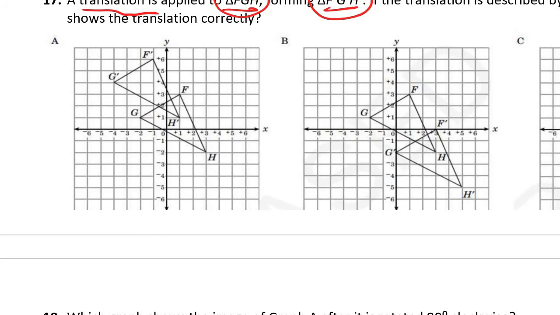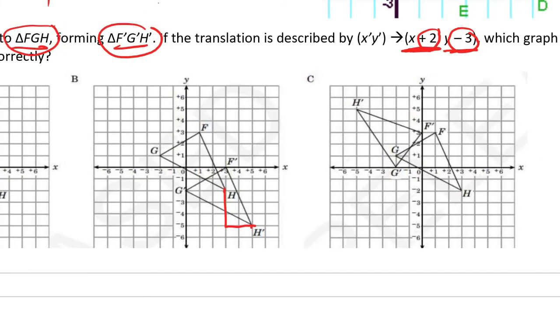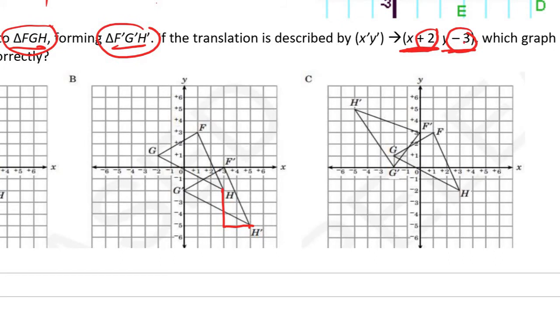Let's zoom in on each of them. Letter A. I'll pick a point like H. From H to H prime, I'm going to the left and up, so that's not correct. From H to H prime, I'm going down and right. That sort of matches what is over here. I'm going right and down. So that's why it's the answer. Going down on the y by 3 and right by 2.